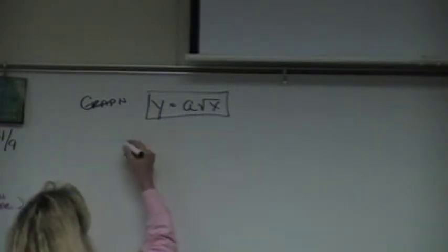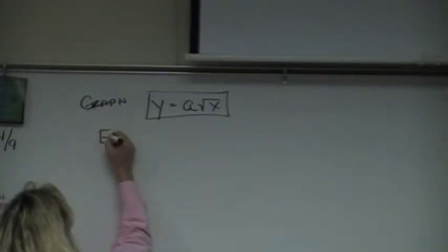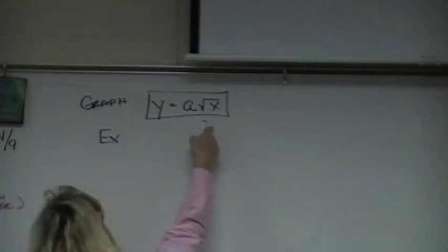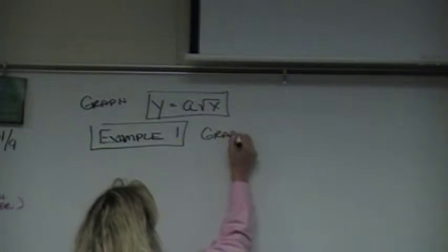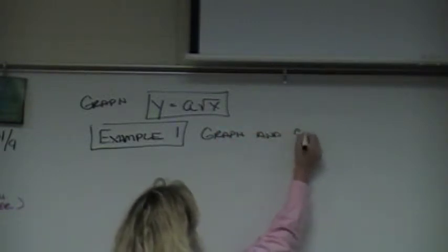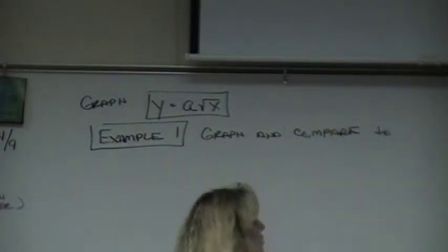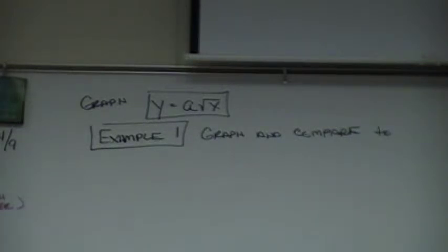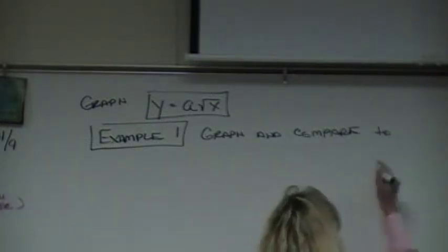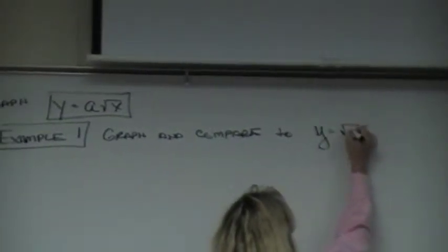Okay? Now, let's say I want you to graph. We'll do this as an example. We're going to graph in this form, and we're going to call this example 1, because this really wasn't an example. We're going to graph and compare. What are we going to compare our graph to, class? What do I still have left on the board that we're going to compare our graph to? Y equals the square root of x. Right, this parent square root function. Okay, we're going to compare our graph to y equals the square root of x.